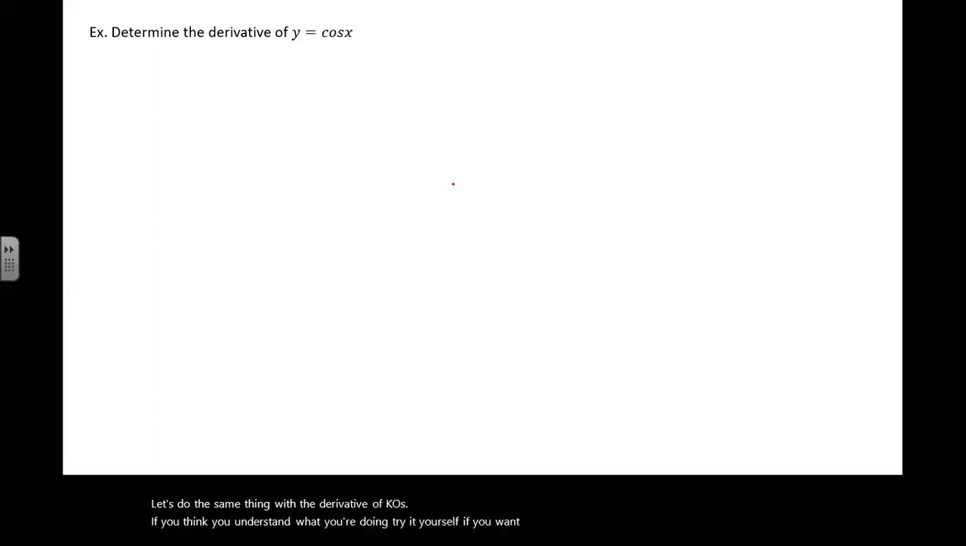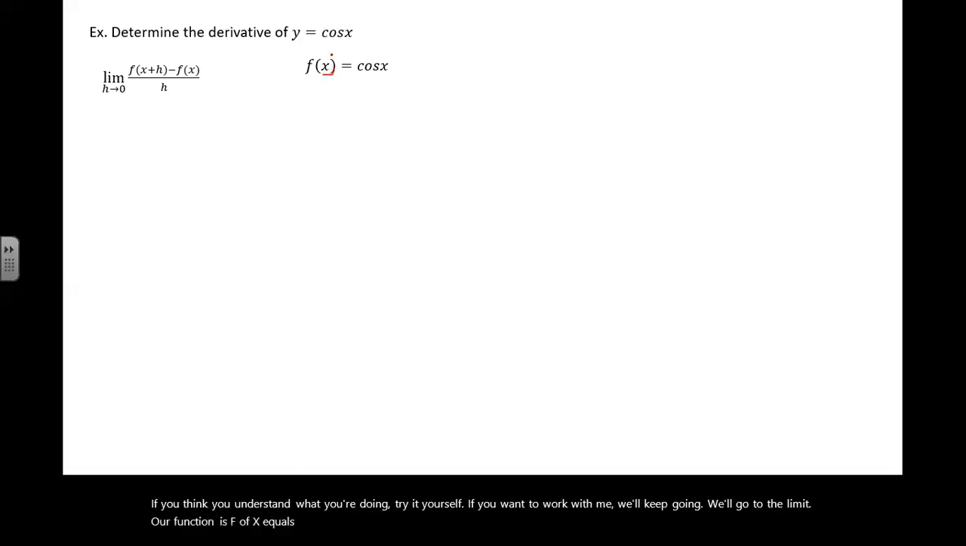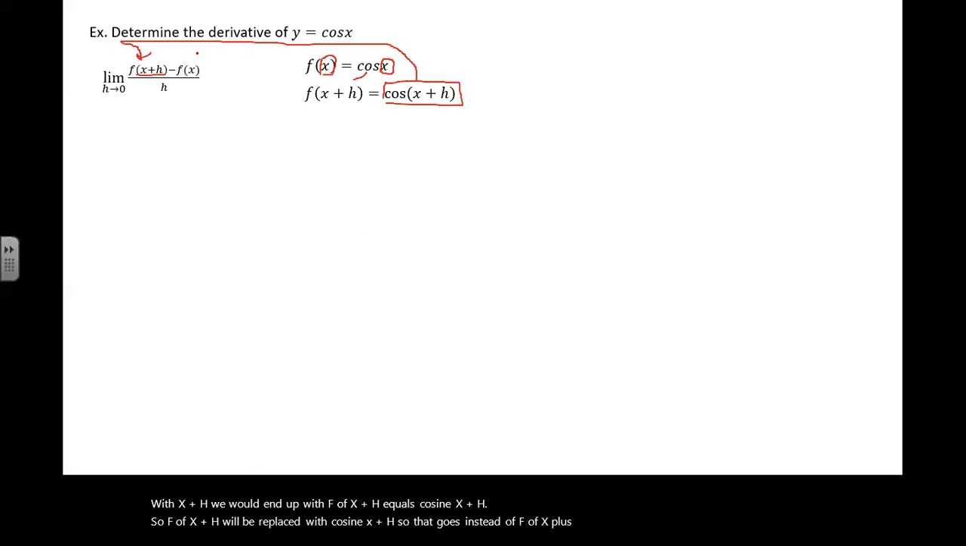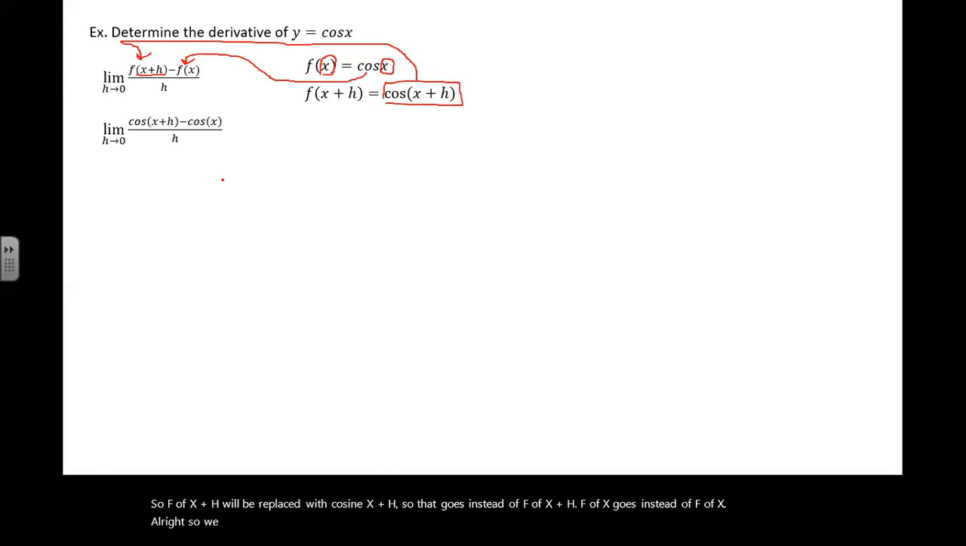Let's do the same thing with the derivative of cos. If you think you understand what you're doing, try it yourself. If you want to work with me, we'll keep going. We'll go to the limit. Our function is f of x equals cos x. If we replace all our x's with x plus h, we would end up with f of x plus h equals cosine of x plus h. So f of x plus h will be replaced with cosine of x plus h, and f of x goes instead of f of x. All right, so we get the cosine of x plus h minus cos x over h.